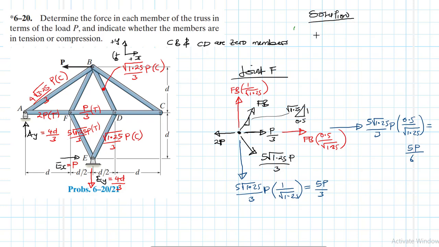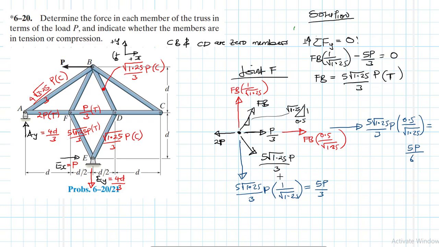So quickly, let's apply the equations of equilibrium. Summation of forces in the y direction is equal to 0, so that we find our unknown. So what we have is FB times 1 divided by root of 1.25, then minus 5P over 3, right? And therefore FB is going to be equal to 5 root of 1.25 P divided by 3, and is in tension.